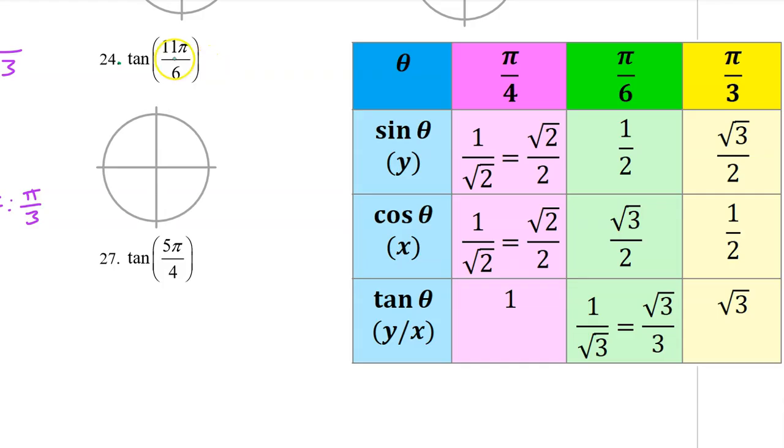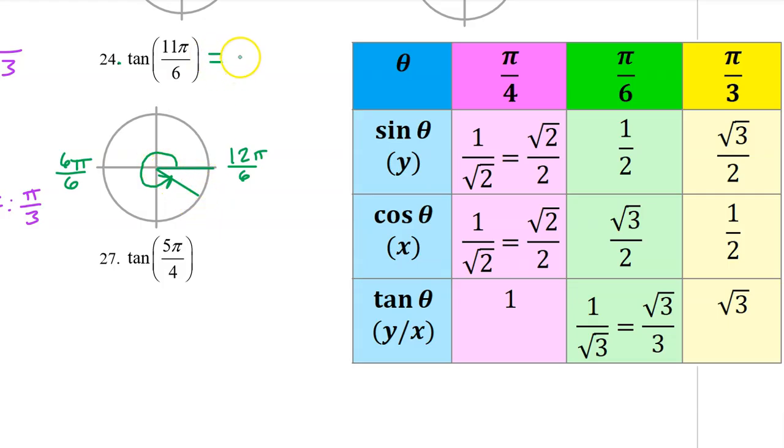Number 24. In what quadrant is 11 pi over 6? First of all, there's my initial side. We can think of pi as 6 pi over 6, and we can think of 2 pi as 12 pi over 6. Therefore, 11 pi over 6 will be pi over 6 less than 12 pi over 6. So that's going to be right here in the fourth quadrant, where the slope of the terminal side is negative.